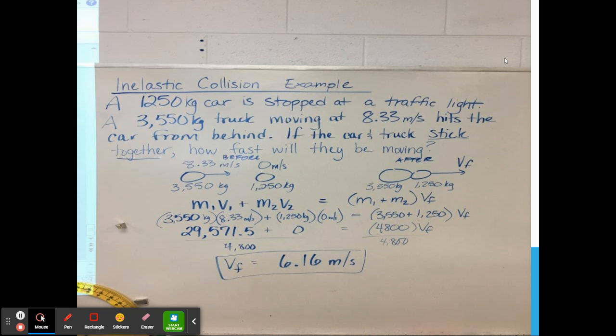So you have an inelastic collision. You have a 1,250 kilogram car stopped at a traffic light. A 3,550 kilogram truck is moving at 8.33 meters per second. What is that in miles per hour? Let's say 8.33 times 2.24, about. It's not too fast. It's moving just about 18 miles per hour.